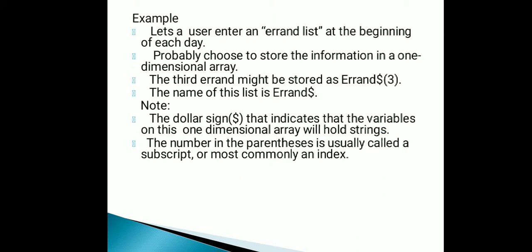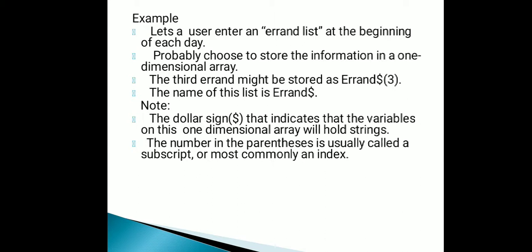Example: let the user enter the errand list at the beginning of each day. So we can enter the errand list, and probably choose to store the information in a one-dimensional array. The errand list is a variable name. The third errand might be stored in errand$(3), which means errand is a variable name. The dollar sign and the open bracket and close bracket indicate the variable is in a one-dimensional array, and inside we can specify the number.